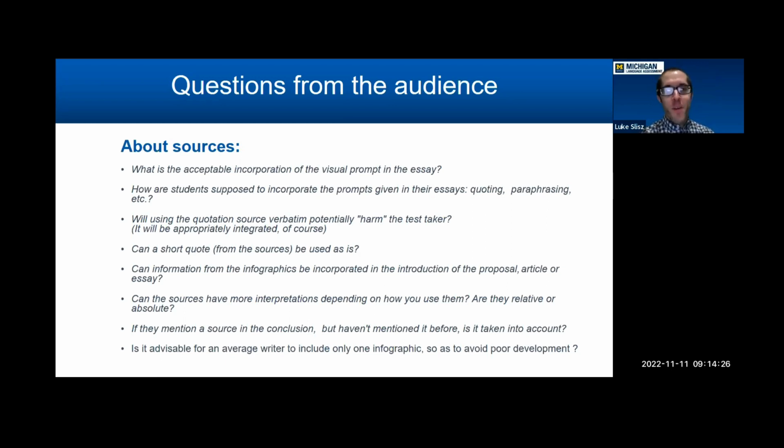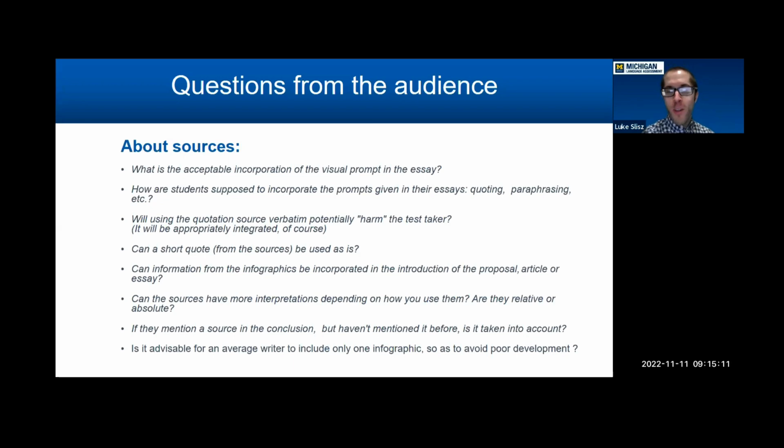So the very first question, this is a very important one. What is the acceptable incorporation of the visual prompt in the essay? It's very important that students integrate these prompts into their responses and use them to actually build upon an argument that they're trying to make. So the context in which the prompts are used is very important. We're going to see some examples of how the prompts can be used successfully and unsuccessfully, but you don't want to simply copy the prompt and drop it into the response and then not have it connect to anything else that the student is saying. Hopefully they will build on the point being made in the source to back up any claims that they themselves are making as the writer of the piece.